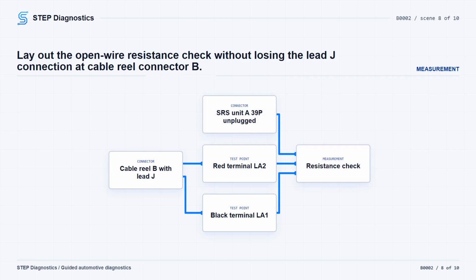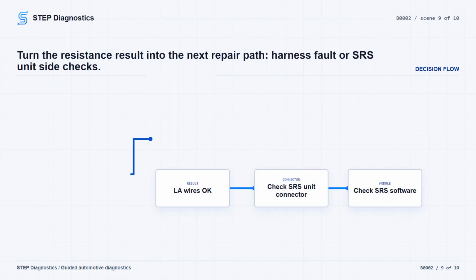With the driver's airbag inflator 4P connector disconnected, cable reel connector B disconnected from the cable reel and connected to lead J, and SRS unit connector disconnected, measure the LA1 and LA1 circuit at the black terminal of SRS simulator lead J. Then measure the LA2 and LA2 circuit at the red terminal. The decision point is 1.0 ohm or less. If the measurement is 1.0 ohm or less, the LA1, LA1, LA2, and LA2 wires are okay.